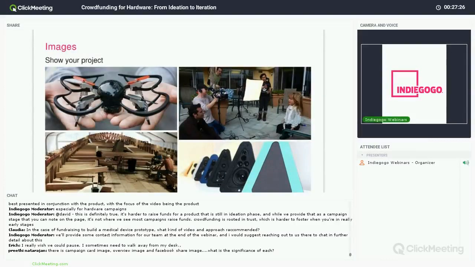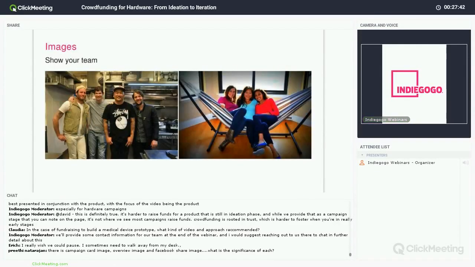And so these are just some images. We recommend as much as possible to add images to your page. You want to add images of your product, of the production process. Again, as much as possible, you want to be transparent with your audience. Have them see where you are in the process. Images of your team are really important.